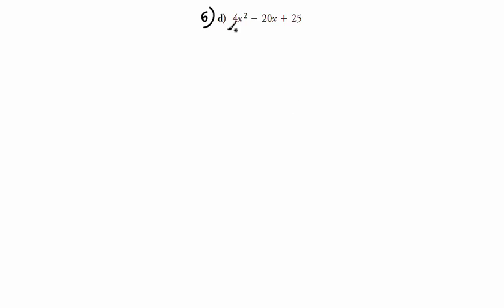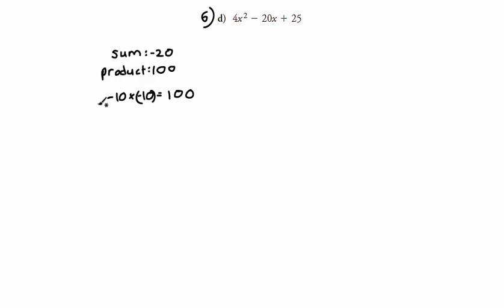Now in 6D, we do the same procedure as we did for the previous questions. Decompose to factor this expression. So we need two numbers whose sum is minus 20 and whose product is 4 times 25, which is 100. Well, we know that 10 times 10 equals 100. And we also know that minus 10 times minus 10 equals 100.